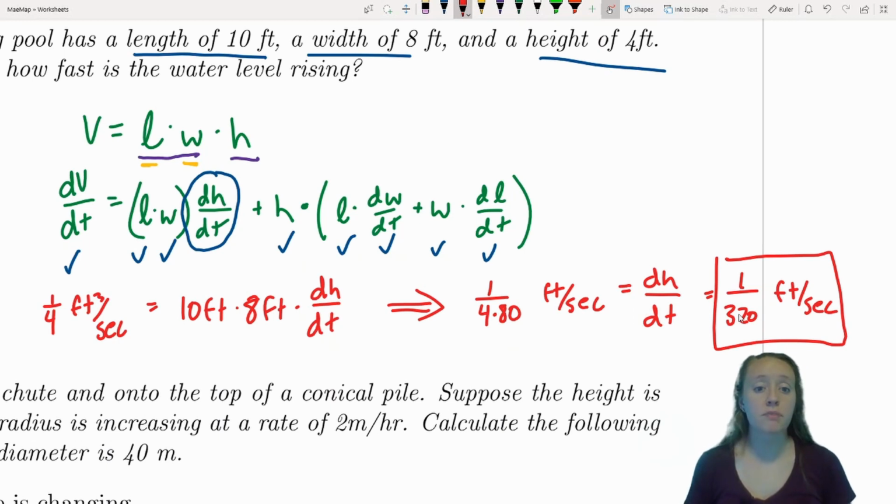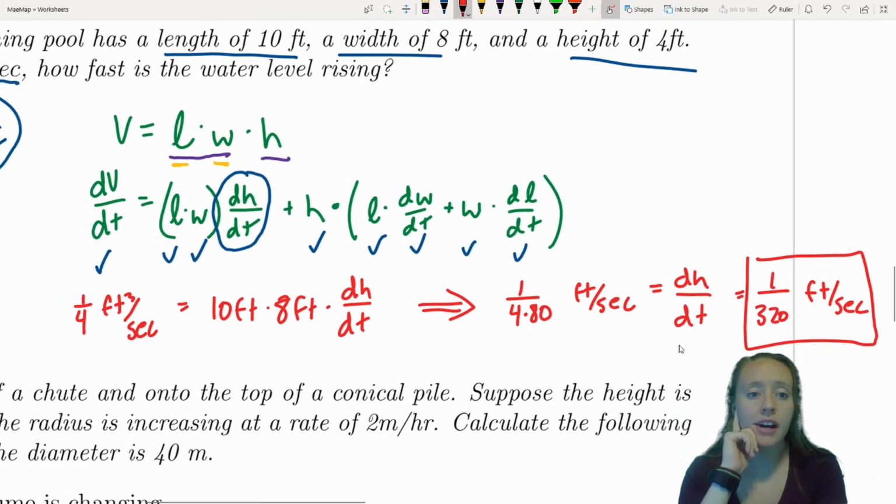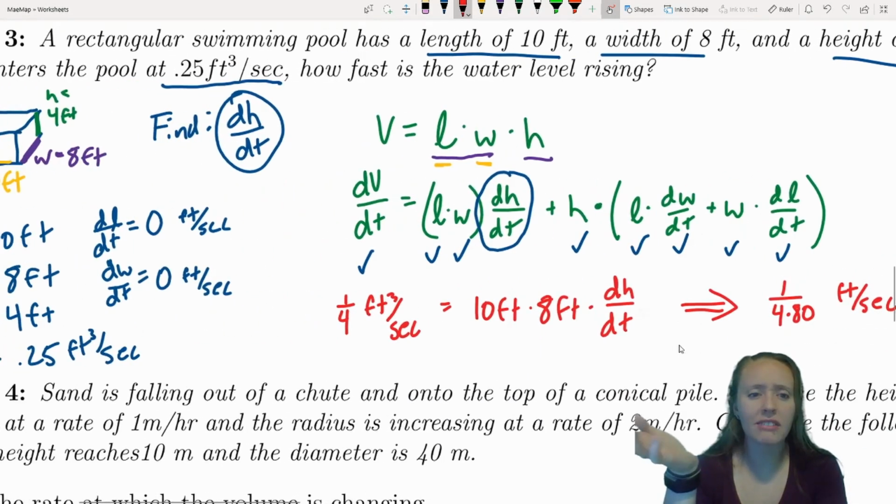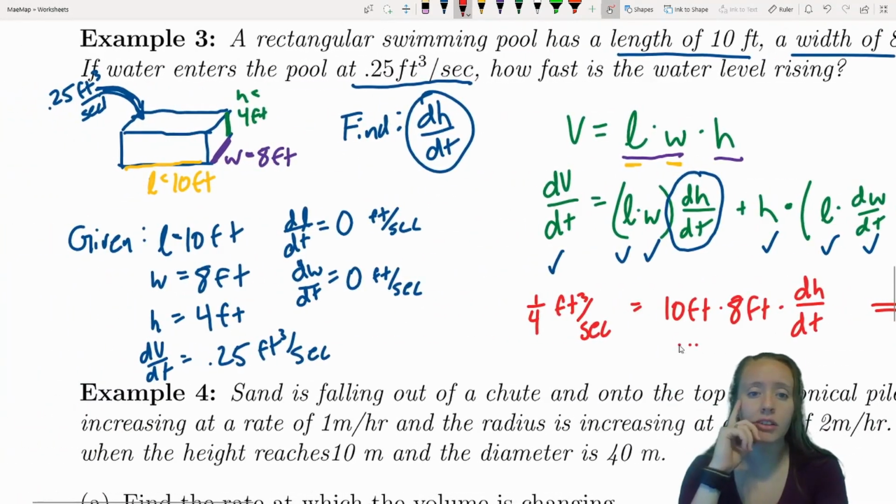And just to give you some perspective, 1 divided by 320 is 0.003125 feet per second, which is about 0.038, around 0.04 inches per second. So another question I could have asked you is, how long will it take to fill the pool up? And we could figure that out without even using related rates, just using a little bit of logic.